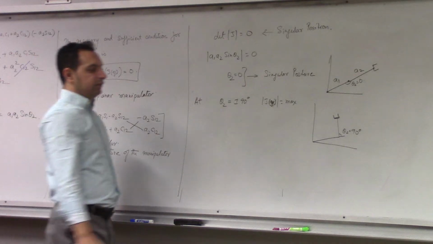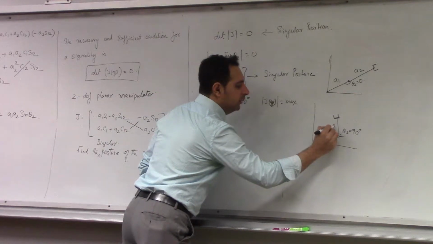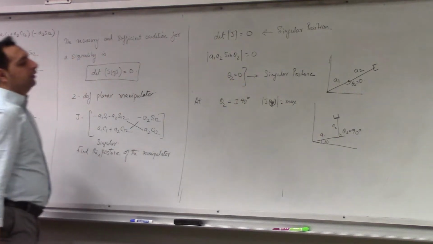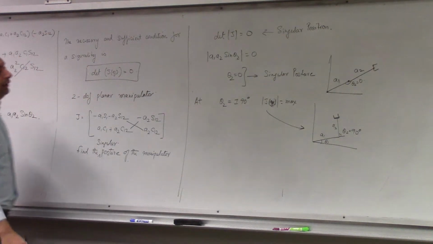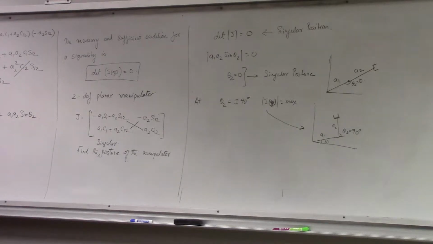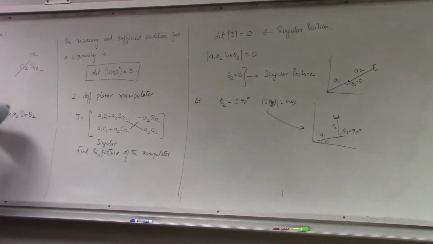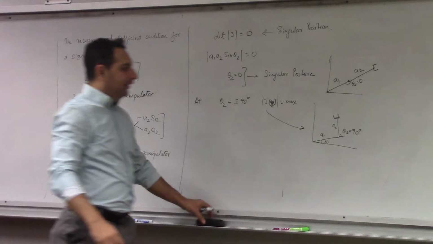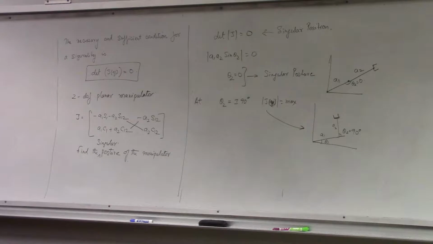This is theta 2 equals 90. This is theta 1. It does not depend on theta 1, it only depends on theta 2. Okay, this is maximum. This is full rank. You can generate motion in any given direction. So in this case, you can easily derive this, because it's only a function of two angles, theta 1 and theta 2.